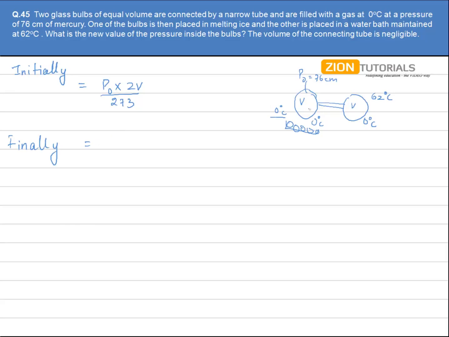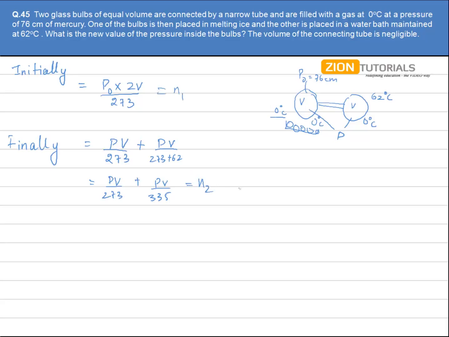let us assume that the pressure inside is P in both the bulbs, because obviously the pressure would be the same since these two are connected. So in this one the number of moles would be P into V divided by 273. This would be the number of moles in the first bulb, and in the second bulb it would be P into V divided by 273 plus 62. So this would be equal to PV divided by 273 plus PV divided by 335. Now this is N1 and this is N2.